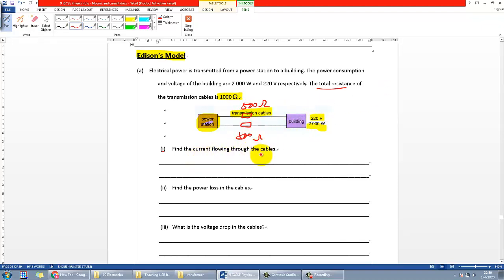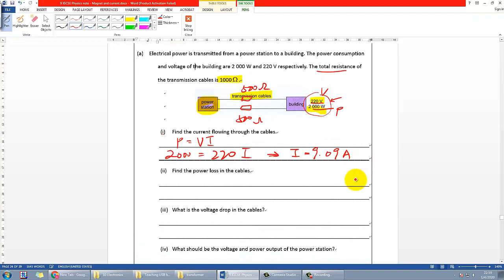And the current flow through the cable. So in fact, you don't have to care about the resistance yet, because you already know the power and the voltage, so how much current do you need? You got power, you got volts, then think about what equation you need to use. P equals VI. So we have power, which is 2000, voltage is 220, I is the unknown, and therefore I will be, using your calculator, equals 9.098. Okay, so this is the answer for the first part.